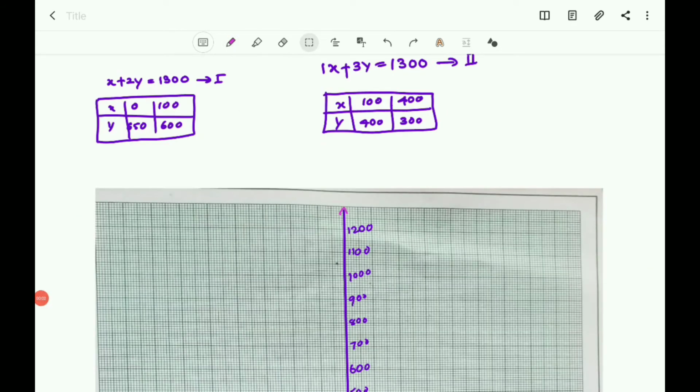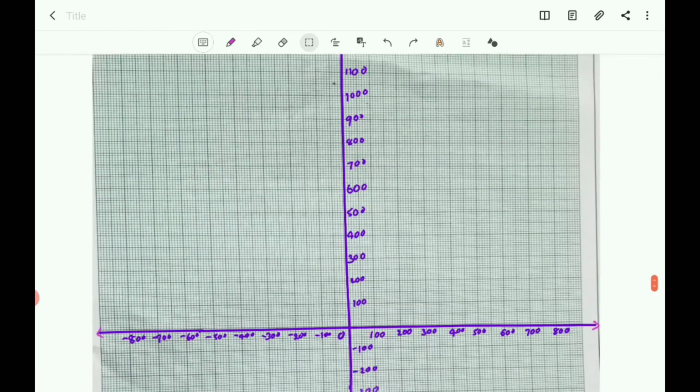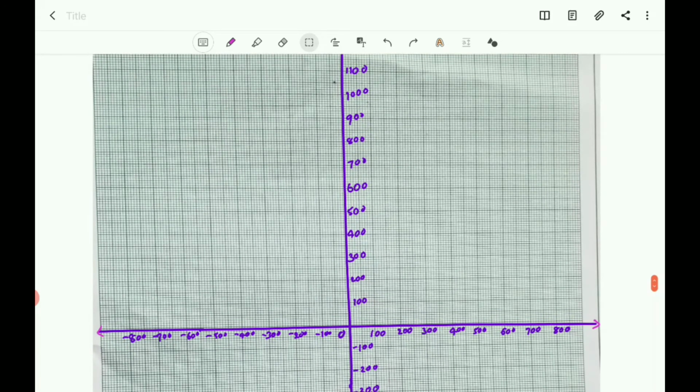Now let us come to the graph. Here the values of x and y are more than 100, so you take the units: 1 centimeter is equal to 100 units. You mark the points 100, 200, 300, 400, 500 this way, and also minus 100, minus 200, minus 300 this way.